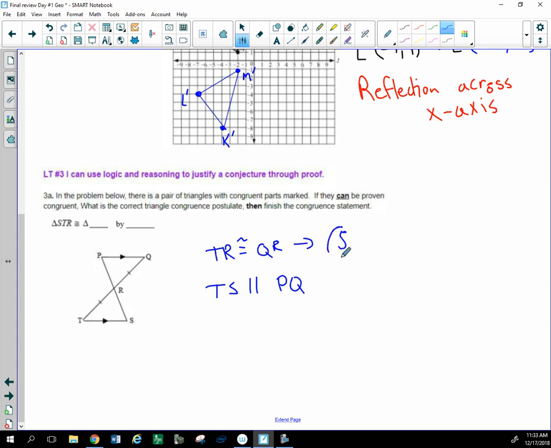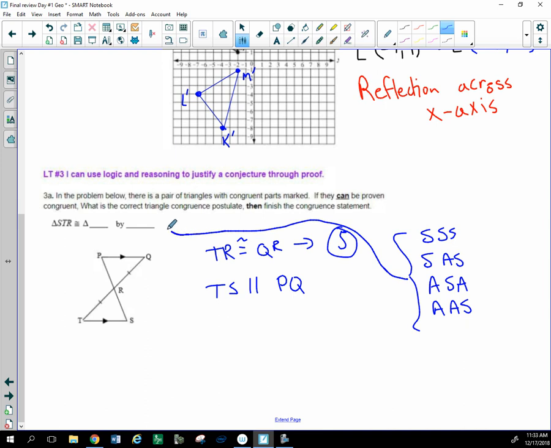So my options when I have one side is either side, side, side, or side, angle, side, or angle. Yeah, actually, all of them will work with one side. Angle, side, angle, or angle, angle, side. Those four, because I have one side congruent, could be my reasoning. So I got to narrow this down a little bit since I have a side given to me. I have to come up with something else.